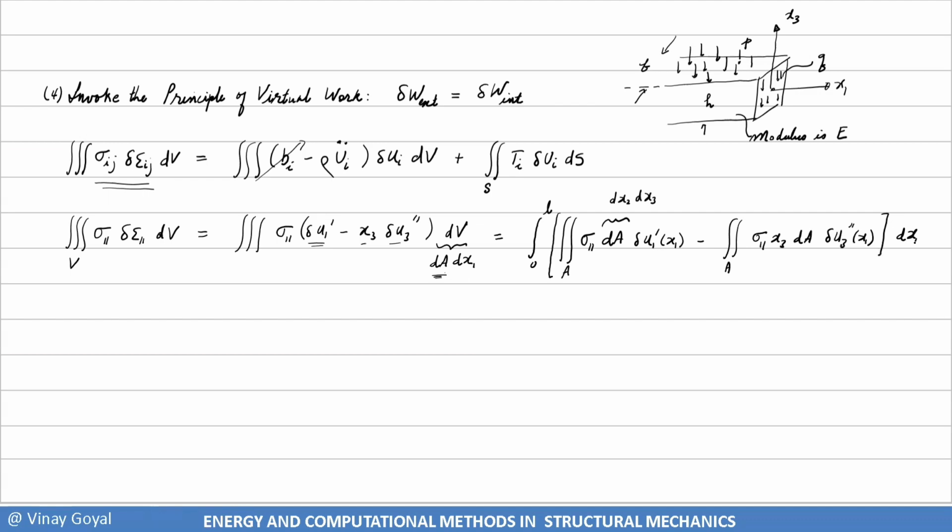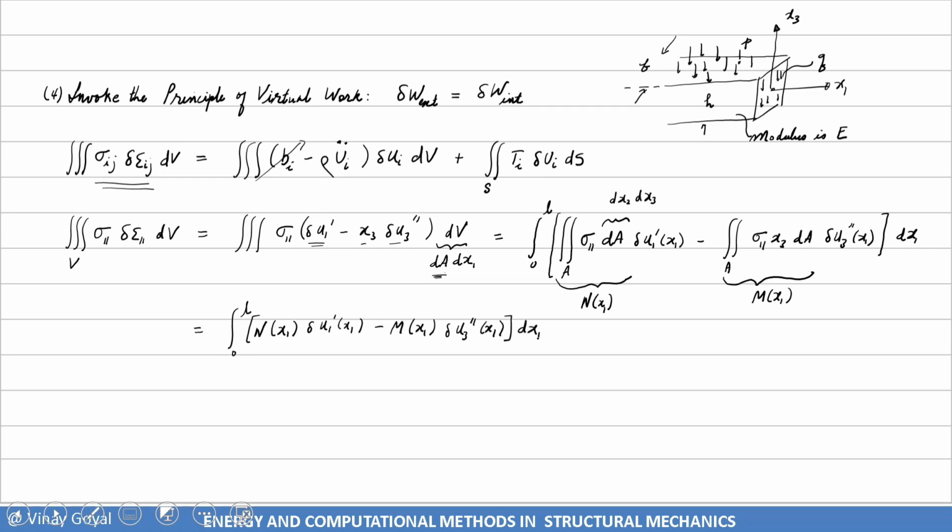And so now I'm going to call this the internal force N, N of x1. I'll call this right here the moment M of x1. And let me look at physically, again, this is all the left-hand side. I've only worked out the left-hand side. So let me just write this again. This is equal to the integral from 0 to L of N(x1) del u1 prime (x1) minus M(x1) del u3 double prime (x1) dx1. That's the left-hand side of the equation.